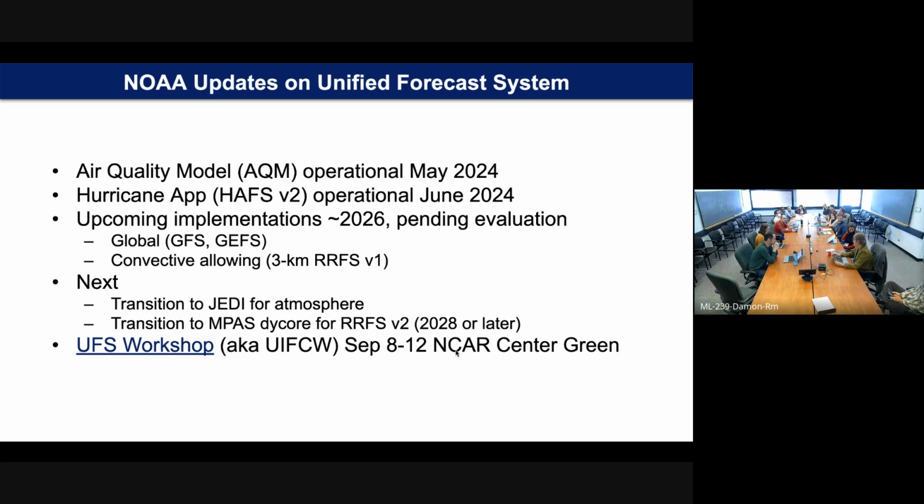So the Global Forecast System, GFS, and the Global Ensemble. For the first time, if all goes well, GFS will be a fully coupled model. Up until now, GFS is just an atmospheric model. And then we also hope to see implementation of the 3-kilometer RRFS. That's the Rapid Refresh Forecast System that runs at 3 kilometers.